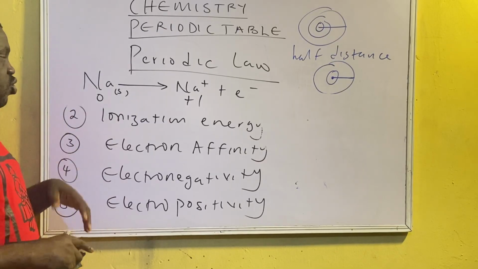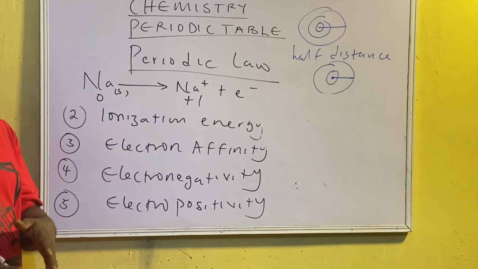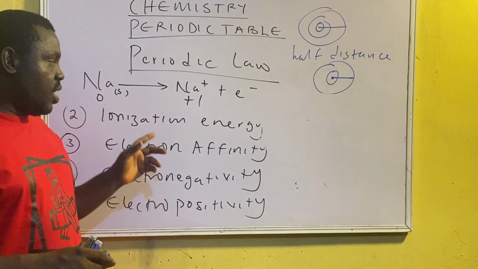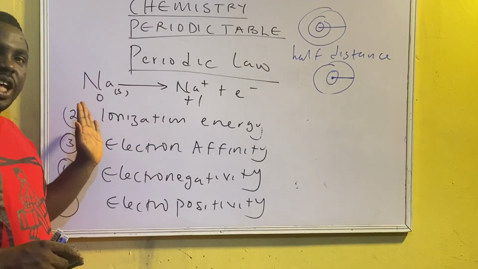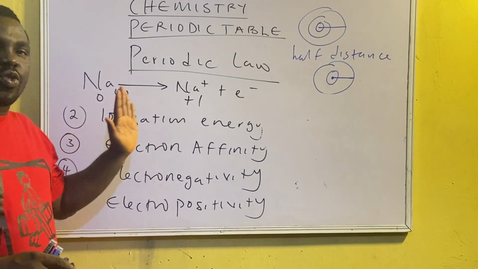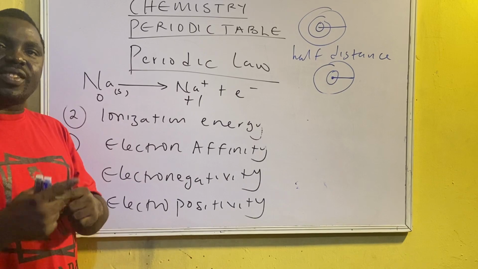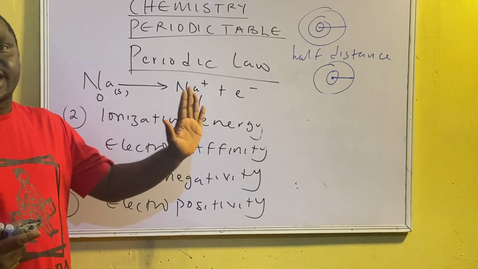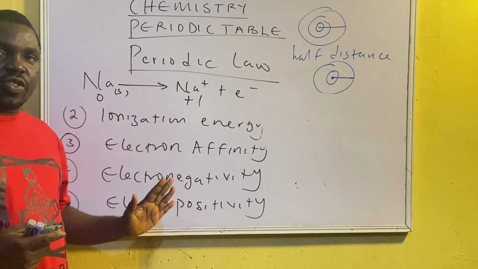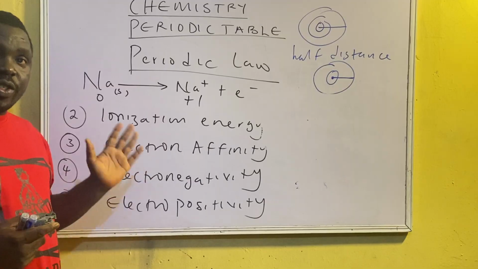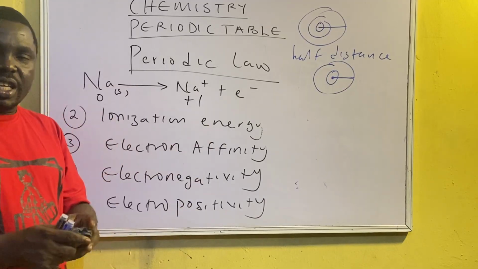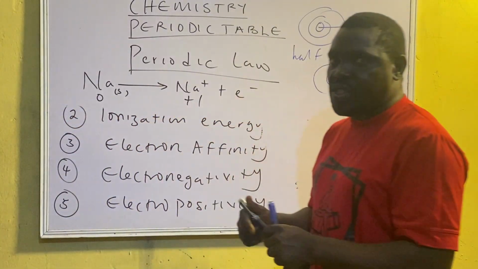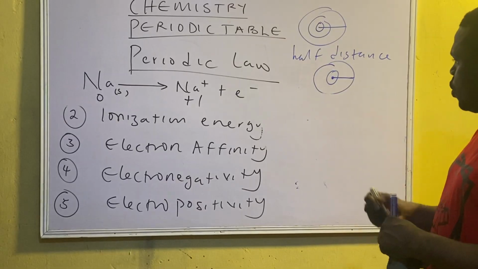Now, what is the trend of the ionization in the periodic table? The trend is that as you move from left to right, that is from the metals to the non-metals, ionization energy increases. And the reason is not far-fetched. It is because across the period, there is an increase in nuclear charge. What do we mean by that?